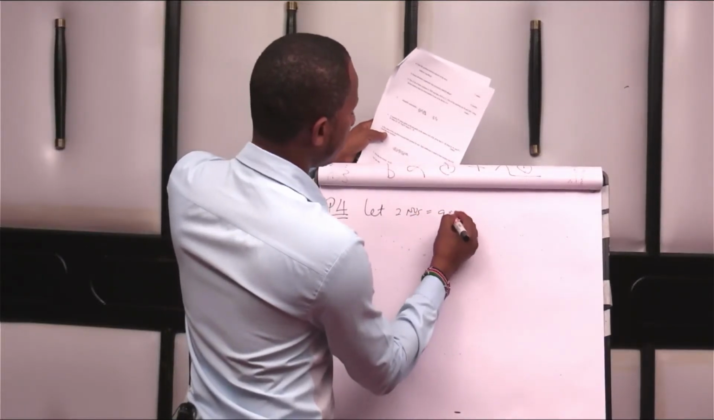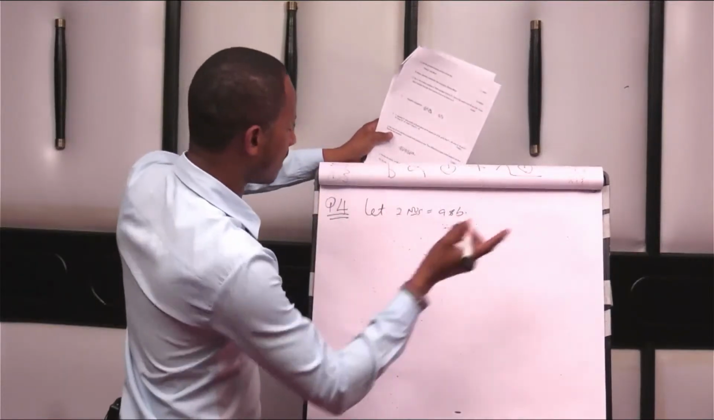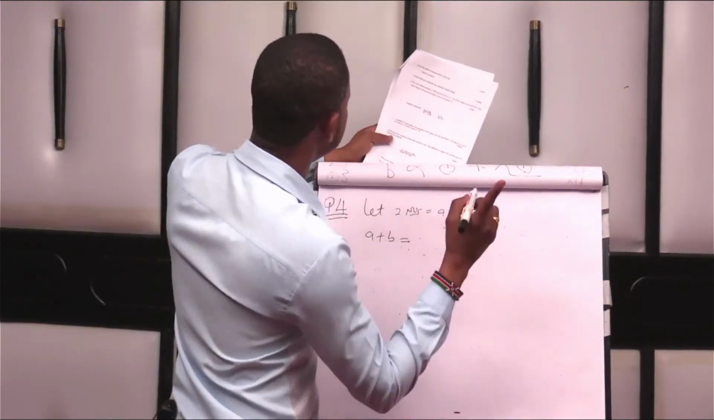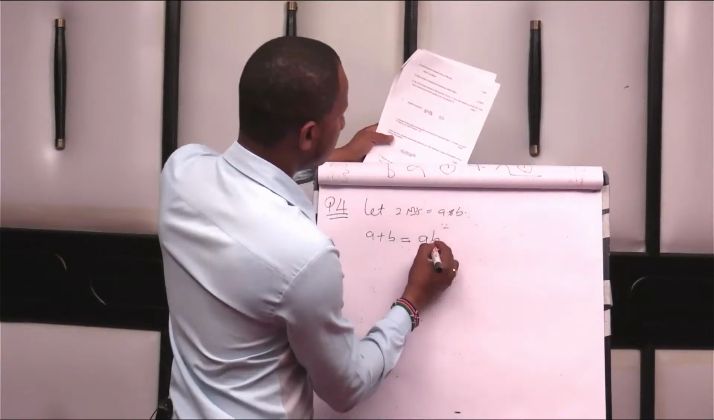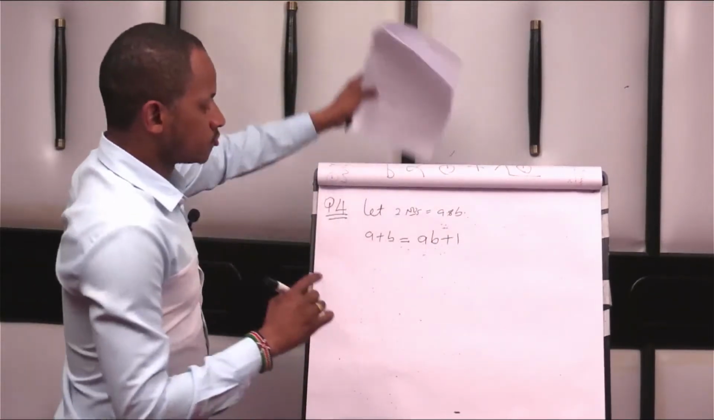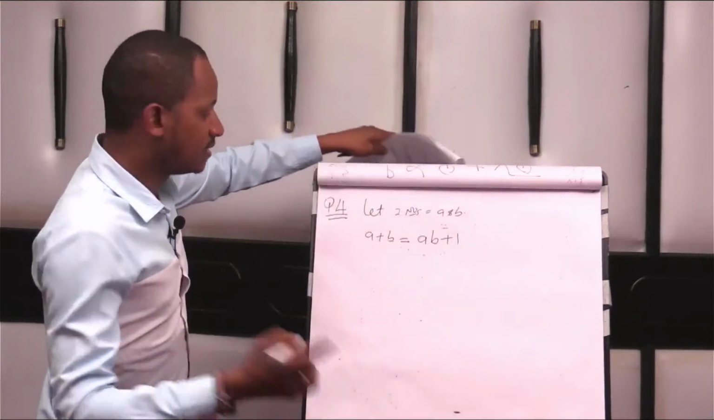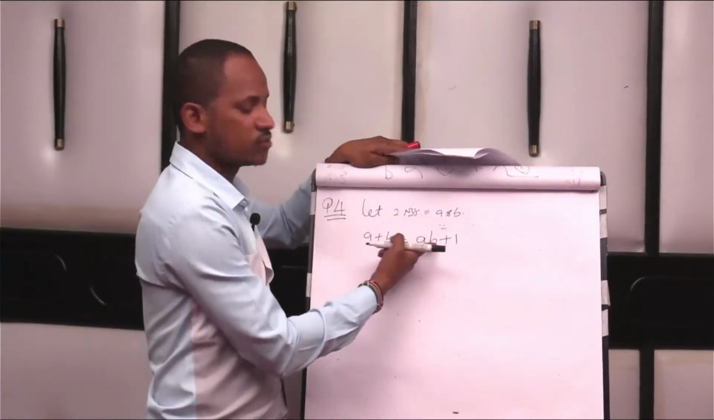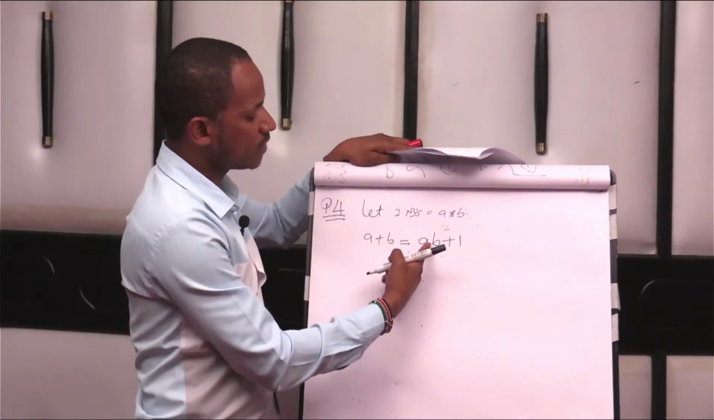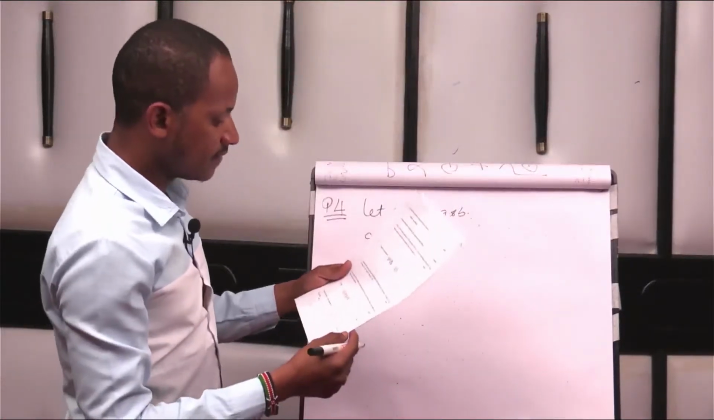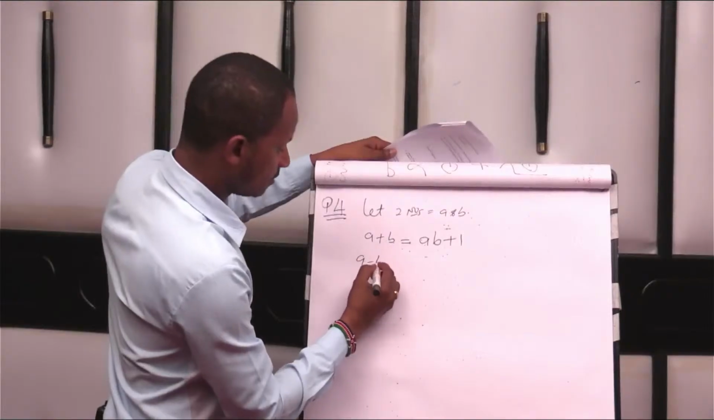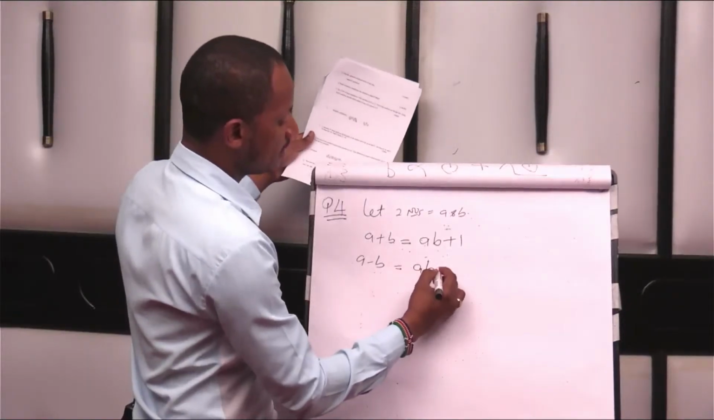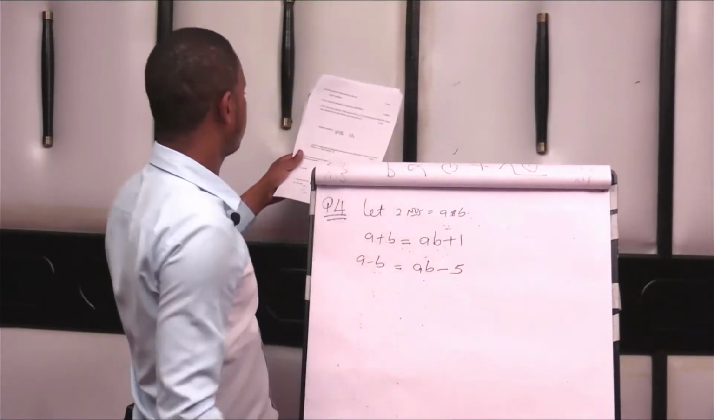Let the two numbers be equal to A and B. The sum means plus, addition. Their sum is A plus B. The product is A times B. When you are told the sum of two numbers exceeds their product by 1, it means that for them to be equal, you have to add 1 to the product. So A plus B equals AB plus 1. Their difference, A minus B, is equal to their product, AB, less 5.